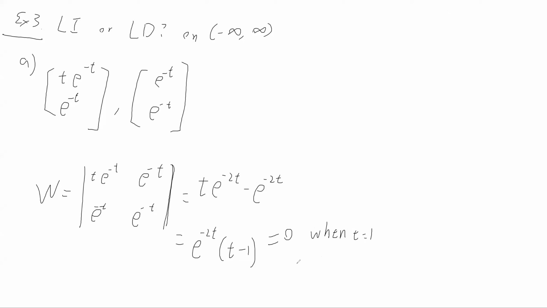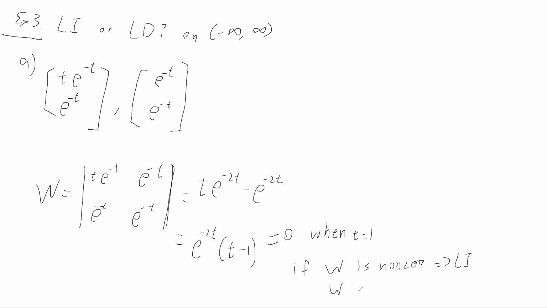Now, the theorem says if the Wronskian is non-zero, then that means linearly independent. But here we have the Wronskian equal to 0 at t equal to 1. With this theorem, we can only say that if we show that this is non-zero somewhere, then it's linearly independent. If it's 0 somewhere, we cannot say it's linearly dependent.